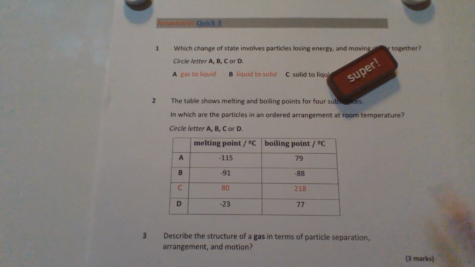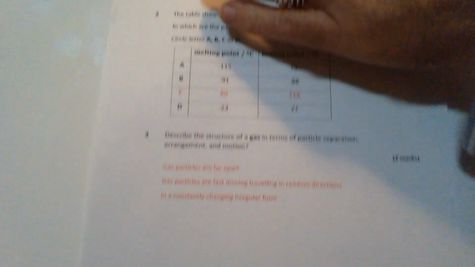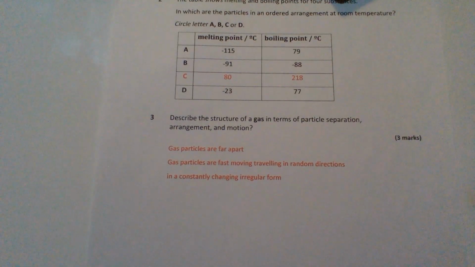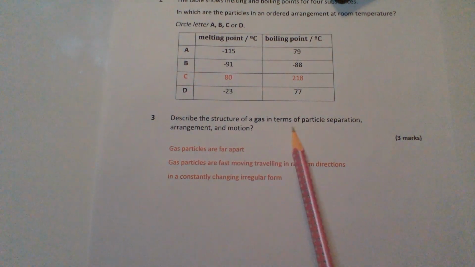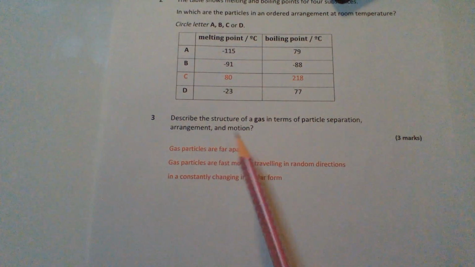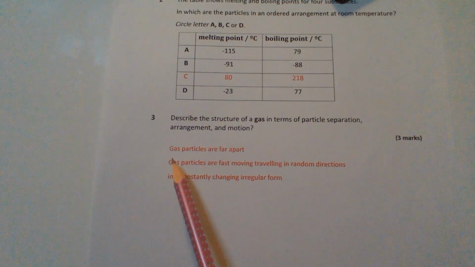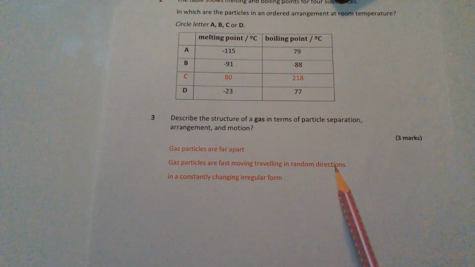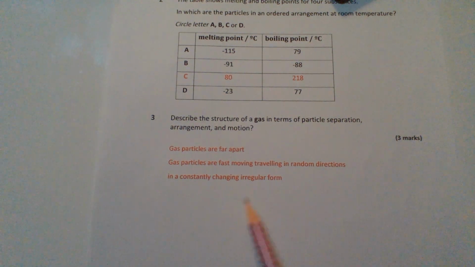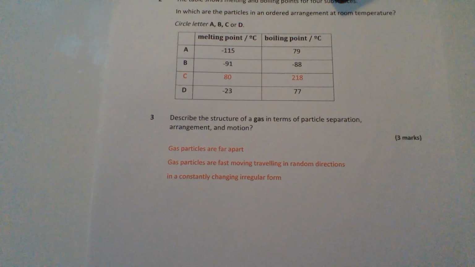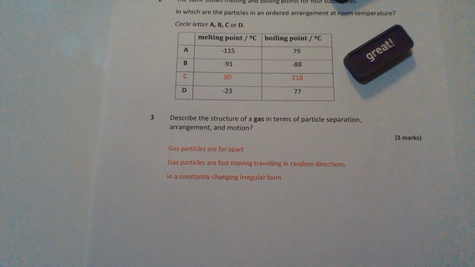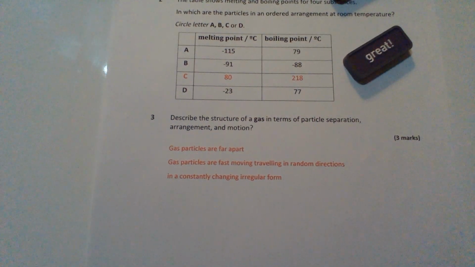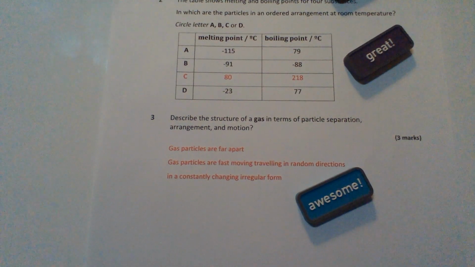Okay, the last bit here, I'm just going to move up. And we've got question 3. Describe the structure of a gas in terms of the particle separation, arrangement, and motion. 3 marks for this particular question. Gas particles are far apart, a great distance. Gas particles are fast moving, traveling in random directions in a constantly changing irregular form. Well done if you've got one of those questions done. Great if you got 2 of those questions done. Awesome if you got all 3 questions done. Well done.